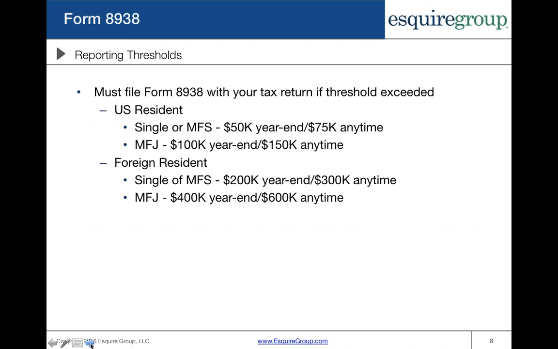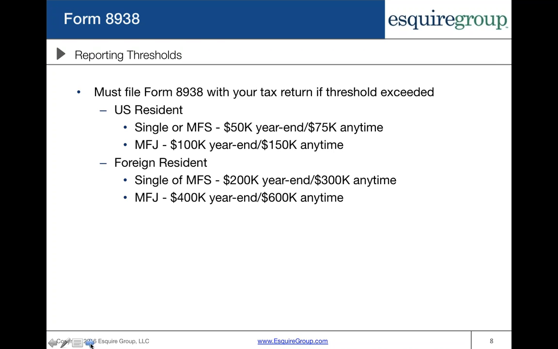And so on the next slide, we're going to take a look at what those thresholds are, because those thresholds are quite a bit different from that of the FBAR. And they also vary depending on whether you are married filing jointly or single, or married filing separately, or if you're a U.S. resident or a foreign resident. So if you're a U.S. resident, basically somebody that's living in the United States, if you're single or married filing separate, you'll be required to file Form 8938 if your foreign financial assets are $50,000 at year end or $75,000 or more at any time during the year.